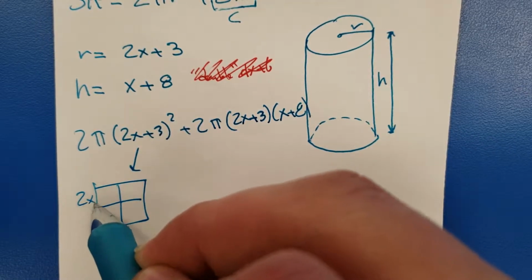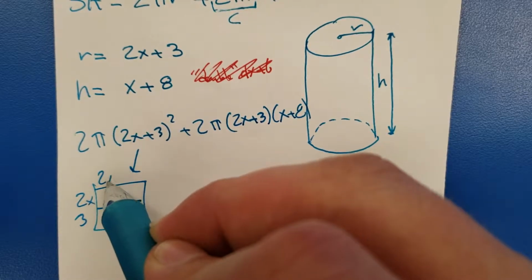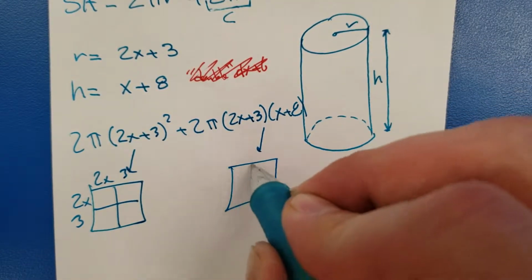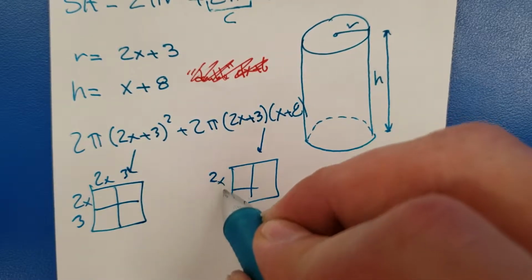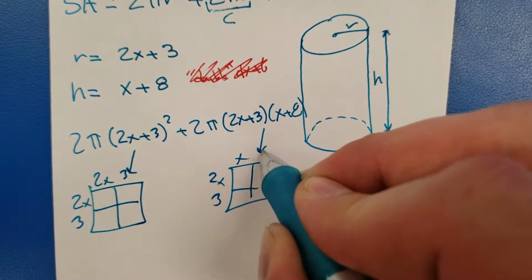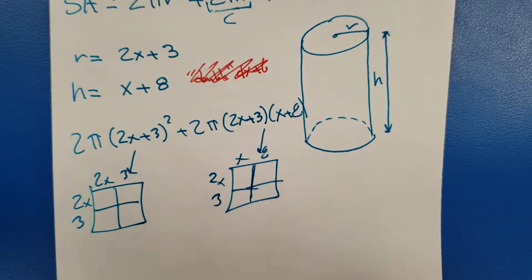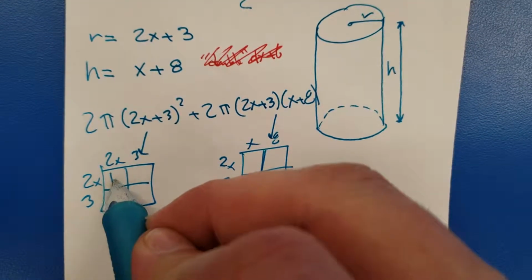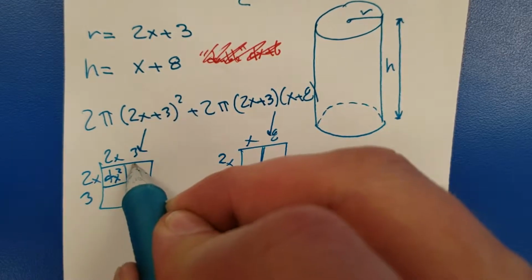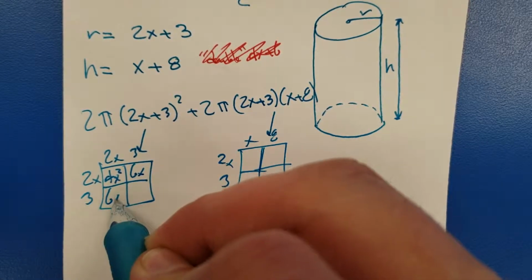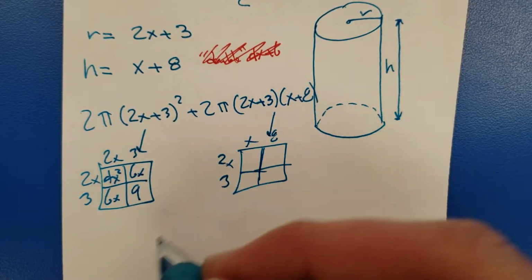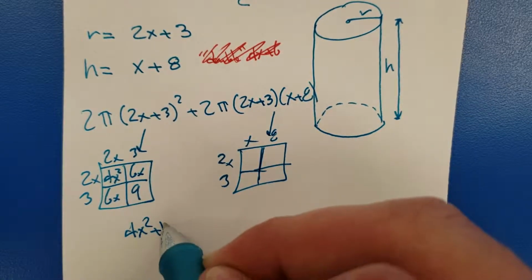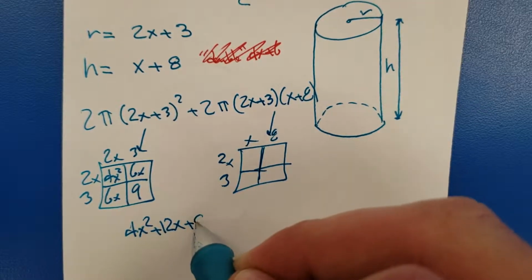I got to take 2x and 3 times 2x and 3, and then I got to take 2x and a 3 times x and an 8. Okay, here we go. I got my 2 poly boxes. I'm doing this on scratch paper, so I'm kind of writing small. Apologize. So we'd have a 4x squared, a 6x, another 6x, and then a 9. So this whole thing would turn into a 4x squared plus 12x plus 9.